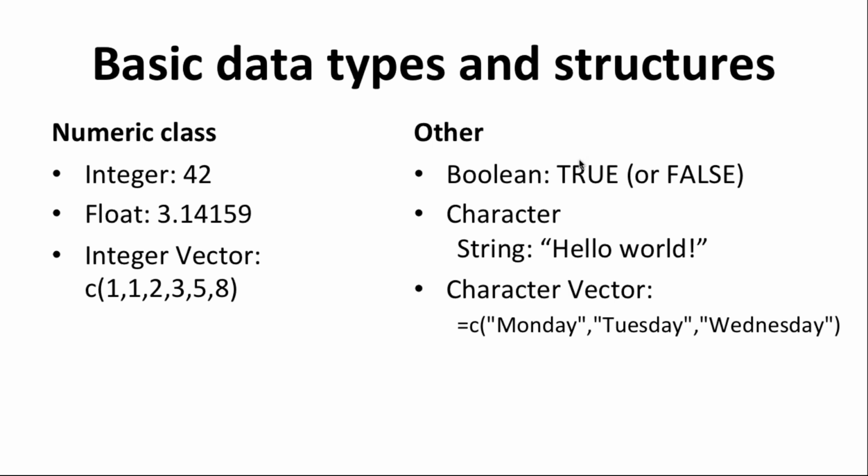Second bullet point here, I talk about a character. Anything that is text and enclosed in quotes, we consider a character or a string. Generally, all text will be automatically converted to a character, but not always. And if I wanted to go beyond a single variable, I could create a character vector with Monday, Tuesday, Wednesday here.